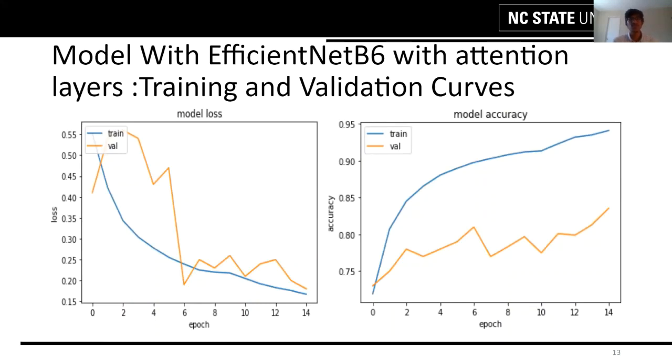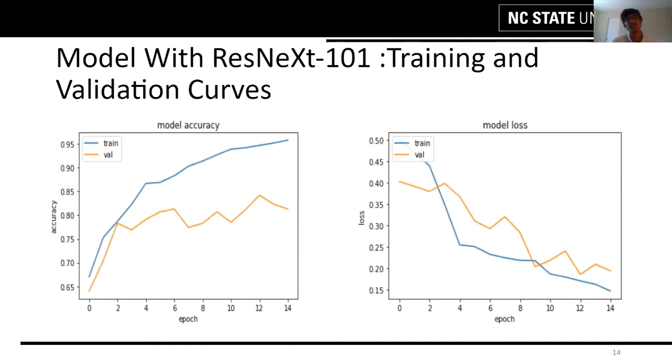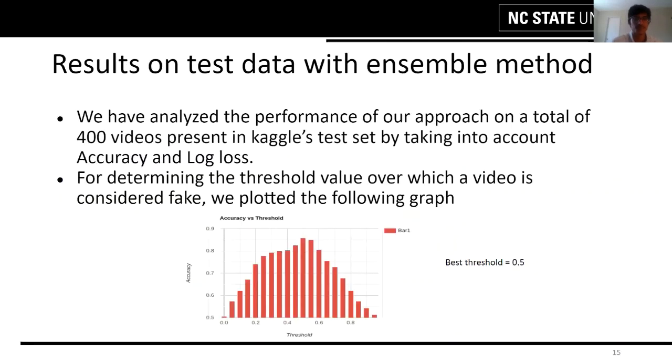Here we can see the EfficientNet B6 with attention layers training and validation curves. Here we can see the training and validation curves for the ResNeXt-101 model. We have analyzed the performance of our approach on a total of 400 videos present in Kaggle's test set by taking into account accuracy and log loss.